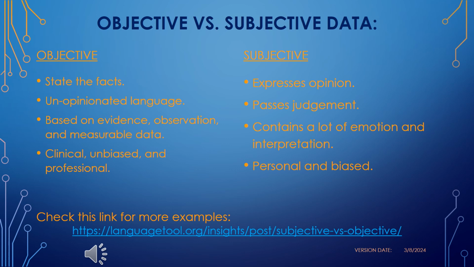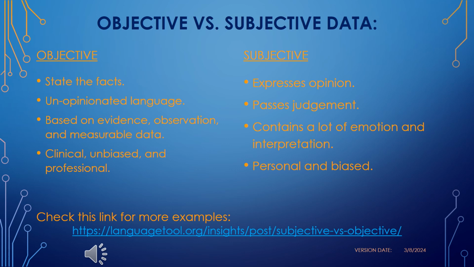So what is subjective data? Well, subjective data is often emotional and biased. It can express interpretation or pass judgment, and it's often based on personal opinion rather than fact. This is the kind of information or the type of language we want staff to avoid when writing their documentation.